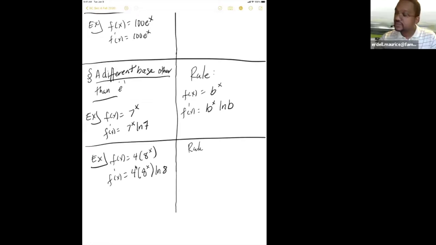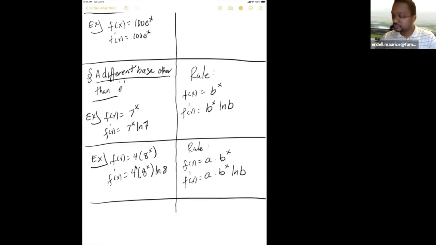The way you see this in your textbook will be if I have f of x is equal to a times b to the x power, then the derivative is a times b to the x times ln b. Questions there?